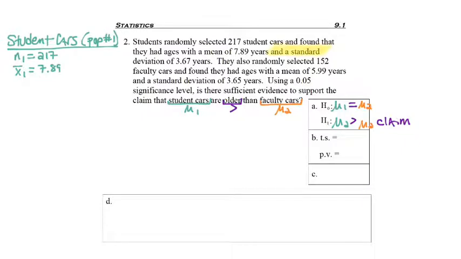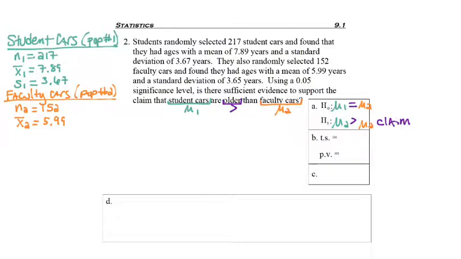Now when it says and a standard deviation of, we're still referring to the 217 sampled cars. So in this case, our standard deviation is a sample. So S1 is the 3.67. And now we need to do the same thing for the faculty cars, population 2. They randomly selected 152 faculty cars. As we said, the sample sizes don't need to match. They found a mean of 5.99, so X bar 2 is 5.99, our sample mean. And the standard deviation, again, is a sample standard deviation, so S2.